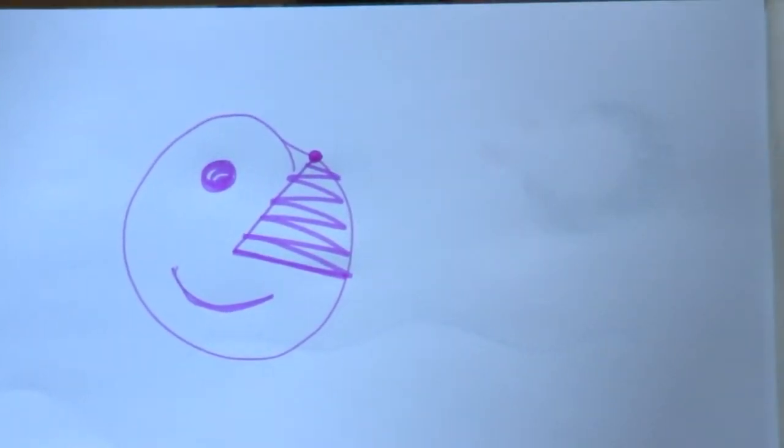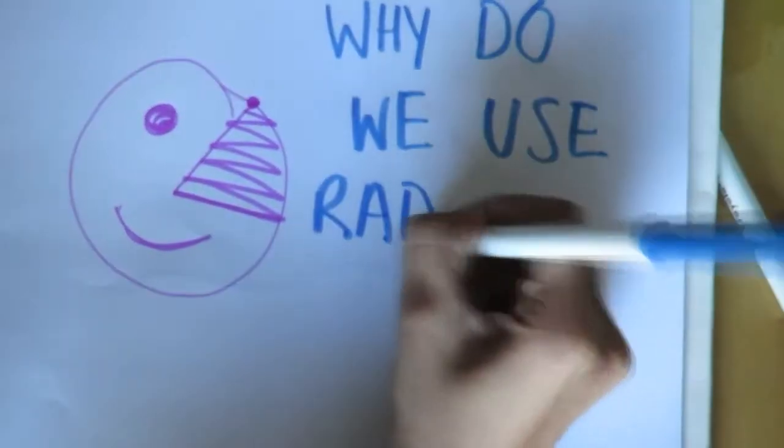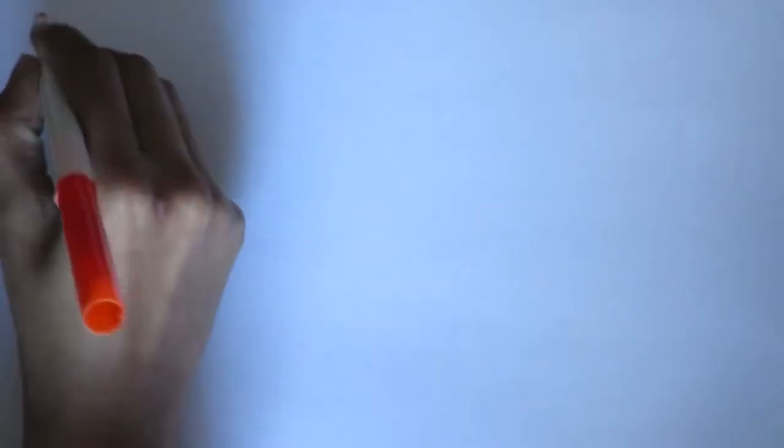That's where degrees and radians come in, as units of measure. Our story starts with a very simple question. Why do we use radians over degrees, and what are the implications in mathematics?